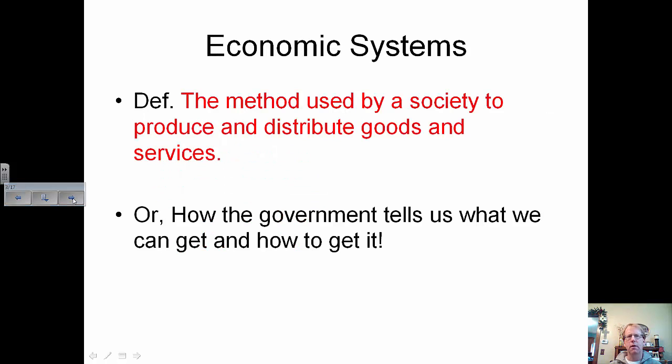Okay. So when we talk about economic systems, a good definition is: it's a method used by a society to produce and distribute goods and services. Or, in other words, how the government tells us what we can get and how to get it.